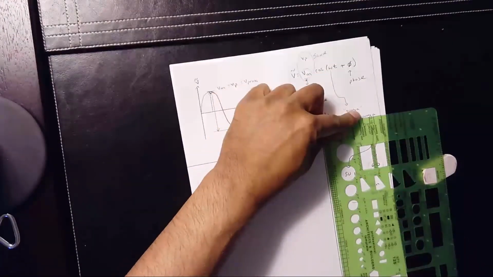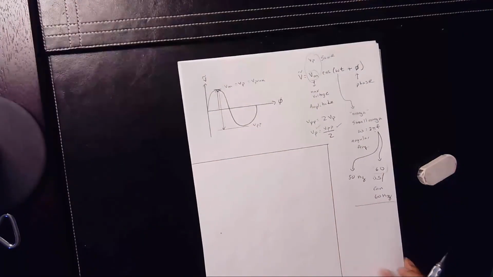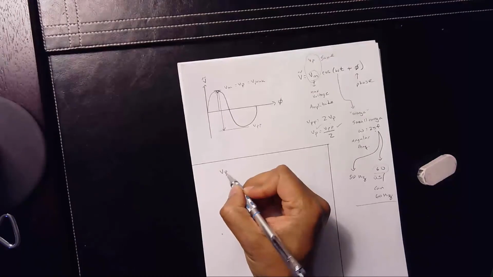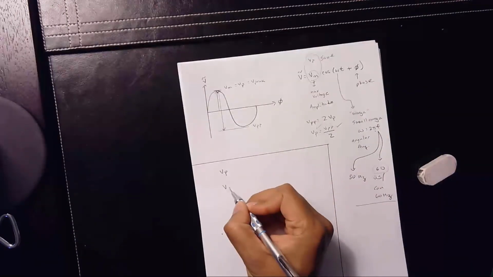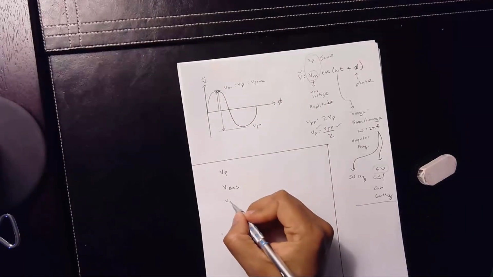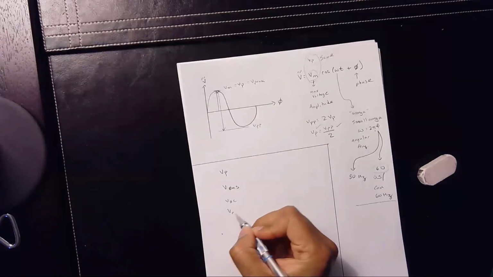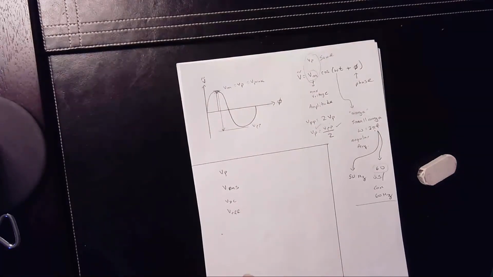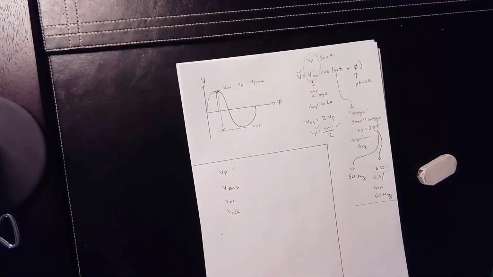Number 2, let's define the following terms. V peak, which we already know, V RMS, V DC, and V effective. These are the 4 things you really need to know. So we know what V peak is, right? What is V RMS?